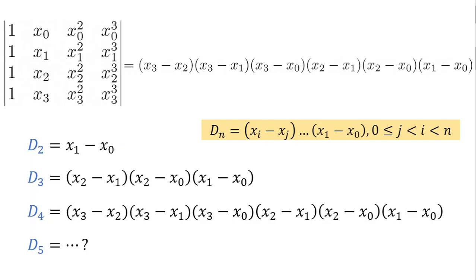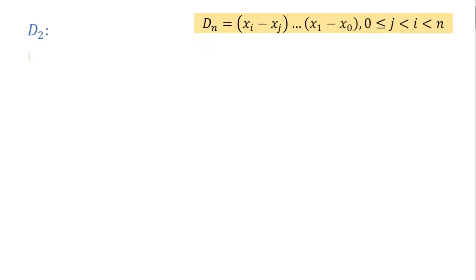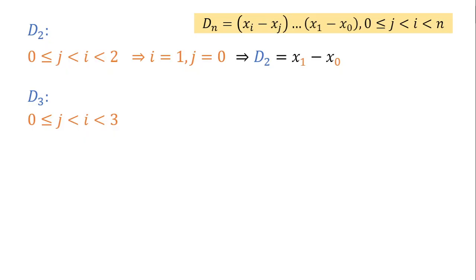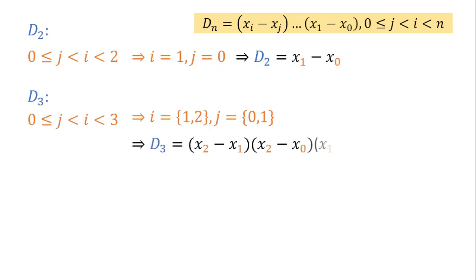For n equal 2, we have this inequality, so the only possibility is i equal to 1 and j equal to 0. For n equal 3, we have this other inequality. So now i can be 1 or 2 and j can be 0 or 1. But remember, j must be less than i. So the combination 1, 1 is not allowed. Thus, we have this result.